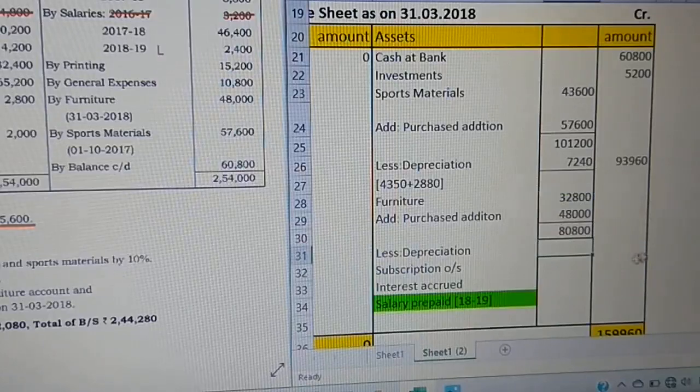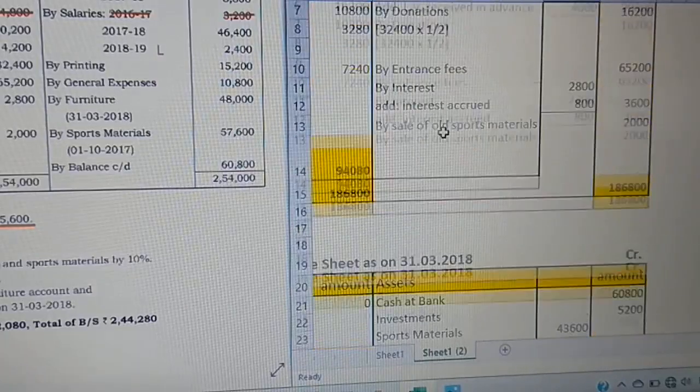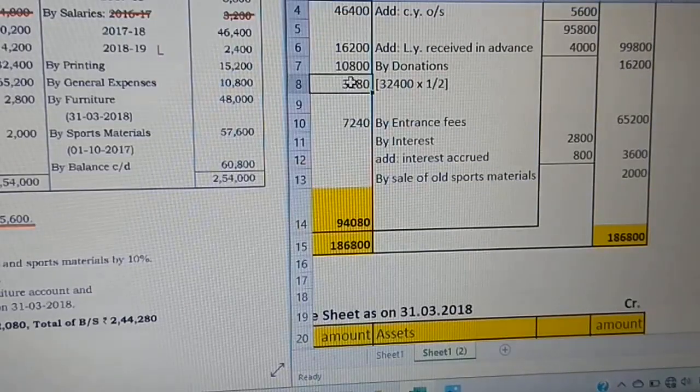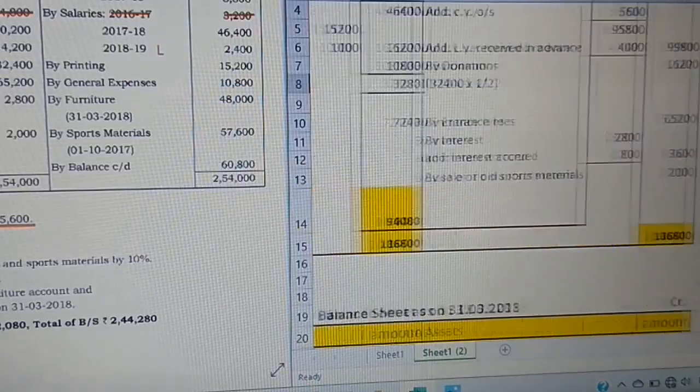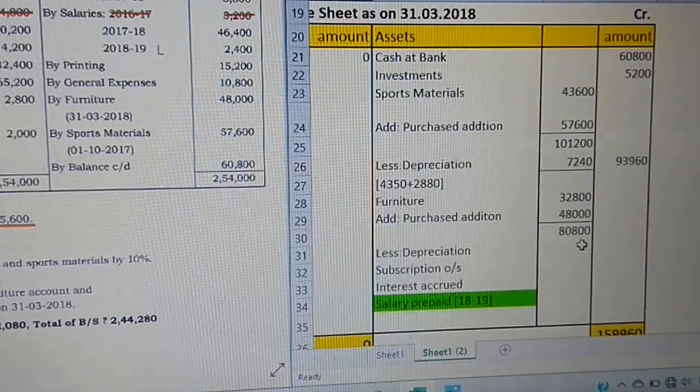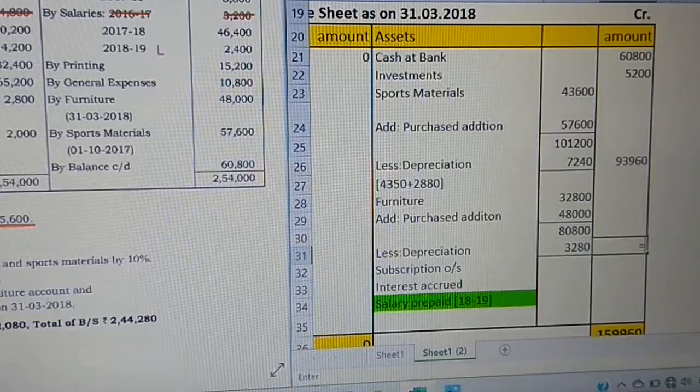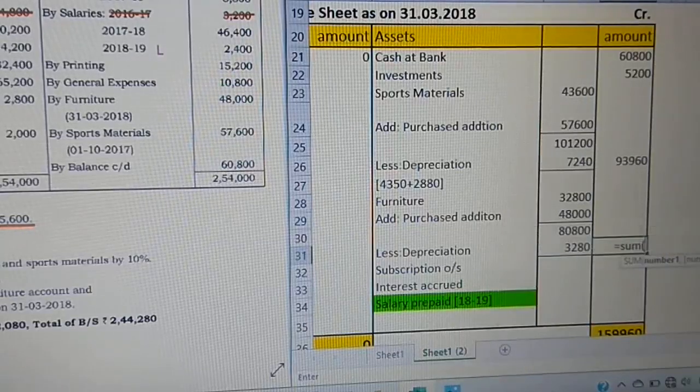So I get 80,800. And moving on for the depreciation again, we have only one value, that is 3,280. So I'm just going to take this 3,280 depreciation and minus it, 3,280. Always depreciation should be deducted because it is a decrease in value of an asset. So after this deduction, we are going to see what is the adjustment amount in the outer column.